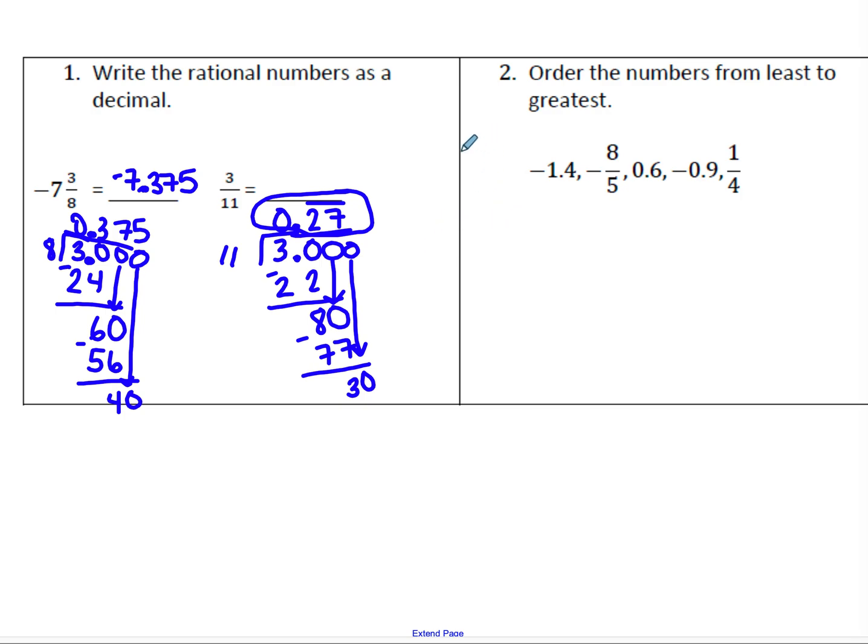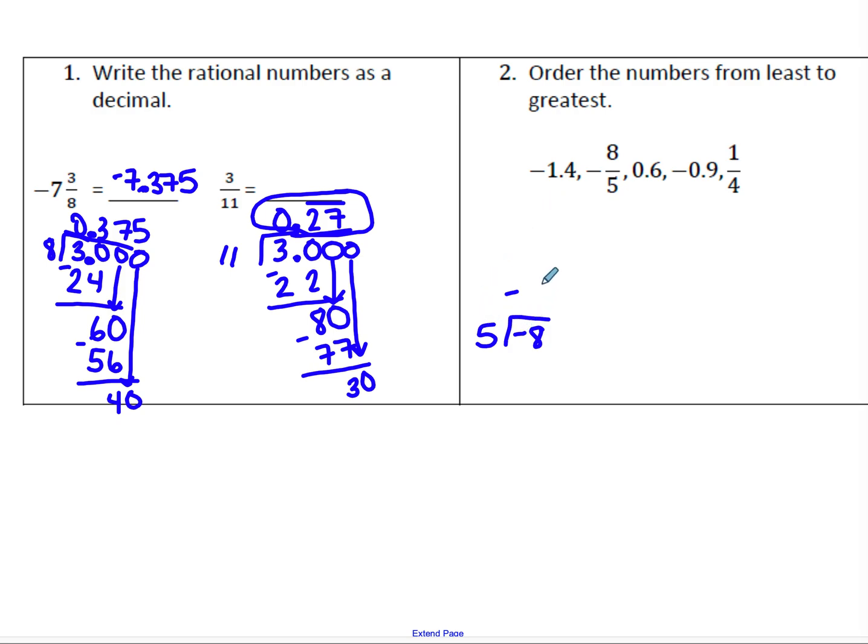Okay. Number 2, order the numbers from least to greatest. So some of them are decimals, some of them are fractions. The easiest way to order them is to make them all into decimals and then order least to greatest. So I'm going to start here with this -8/5. So I'm going to do my work over here. My 8 is going to go on the inside. My 5 is going to go on the outside. Numerator goes on the inside. My answer is going to be negative because it's negative here. So I'm going to just write negative in front.